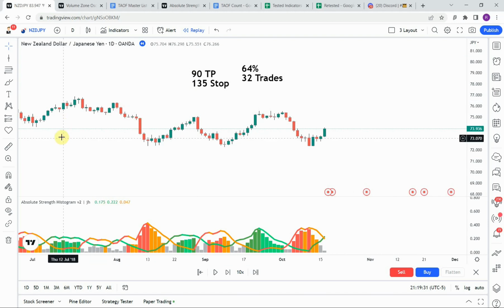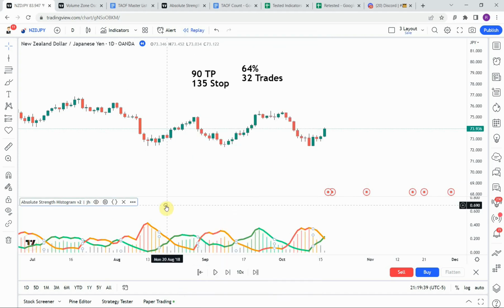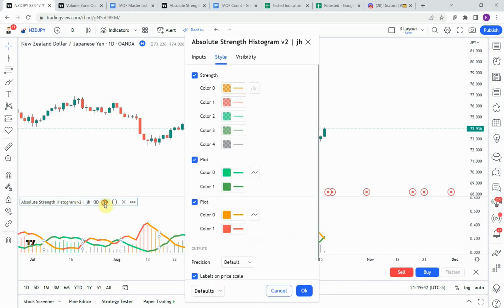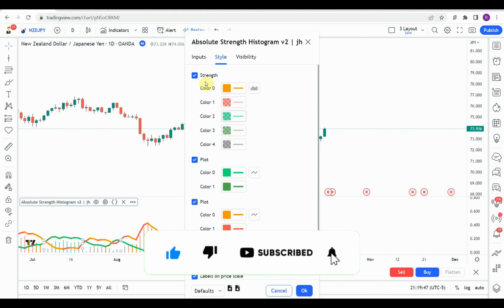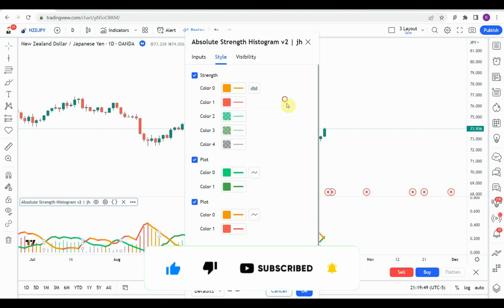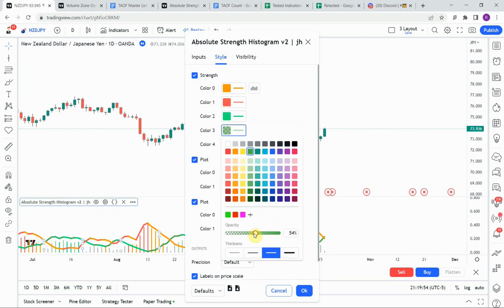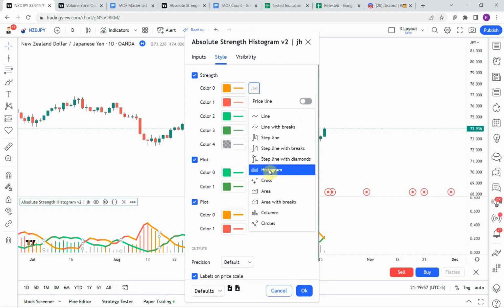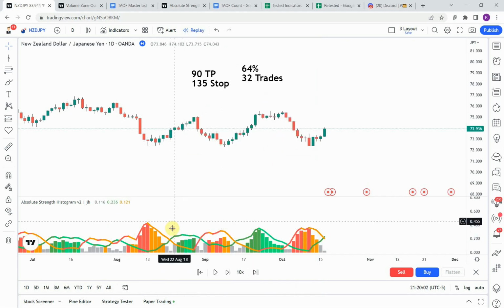The indicator itself, we did make a few modifications to it, and so if I go back here and I reset, this is how it looks in its default form. So what I did was went in and I turned all these color 0, color 1, color 2, and color 3 to 100%, and I switched it from histogram to columns. Looks like this right here. That's really the only change that we made, and it's similar to the change that we made in the original testing.